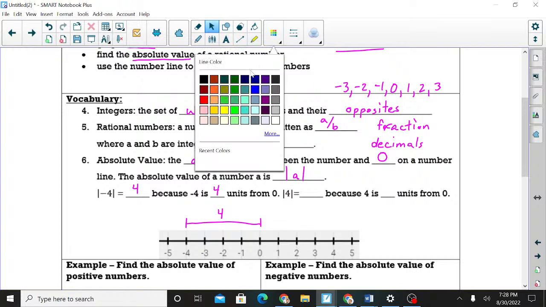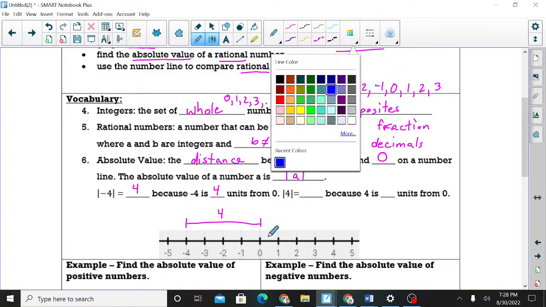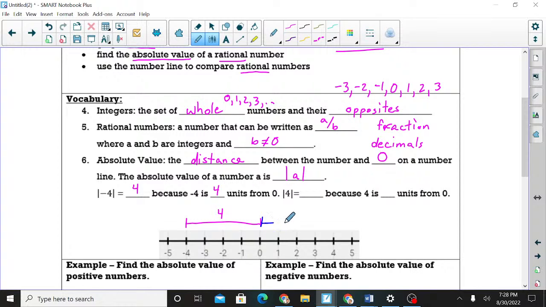Likewise, and I'll switch up the colors here so that we can tell the difference between the two. Likewise, if I plot 4 on the number line, 4 is 4 units away from 0. So the absolute value of 4 is 4, because 4 is 4 units from 0.